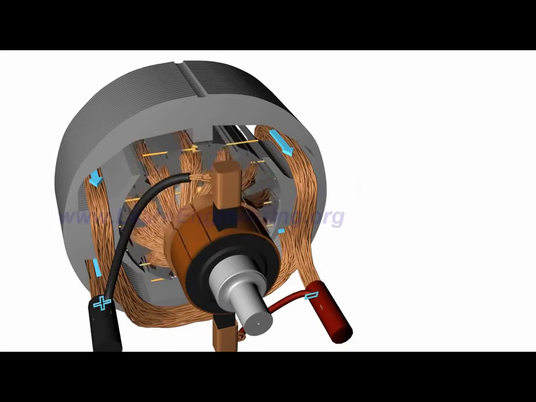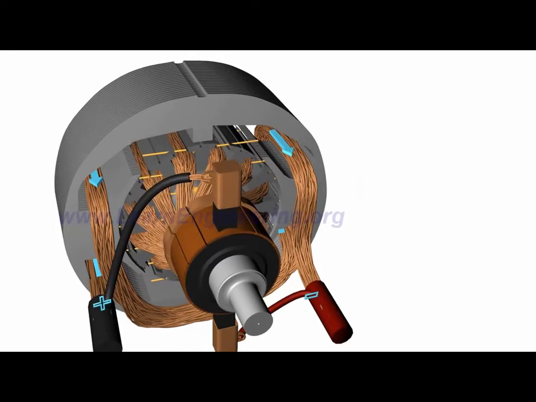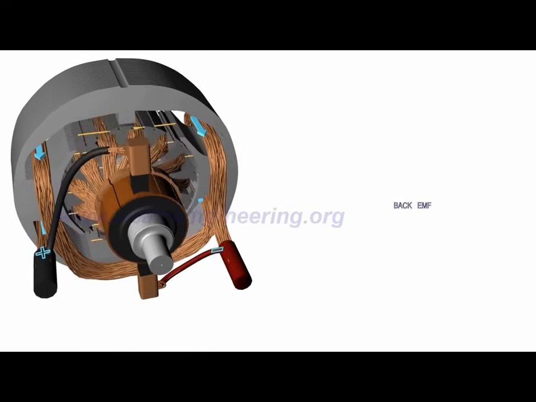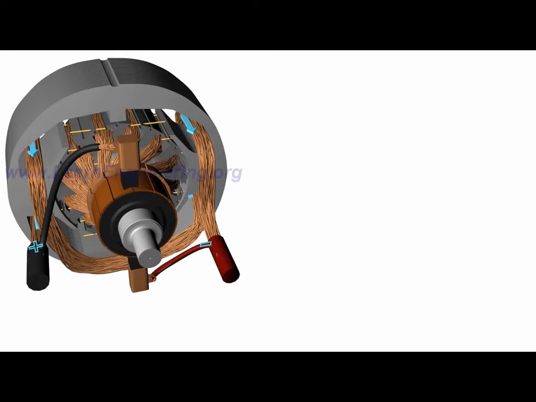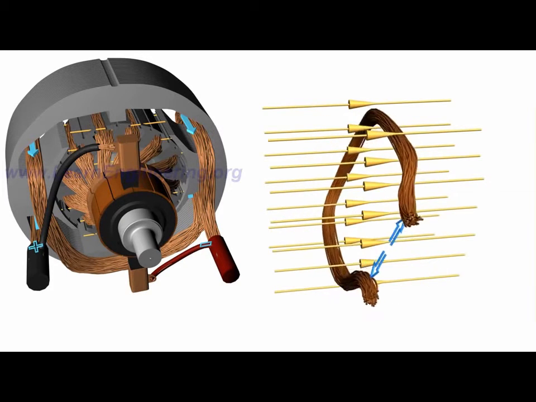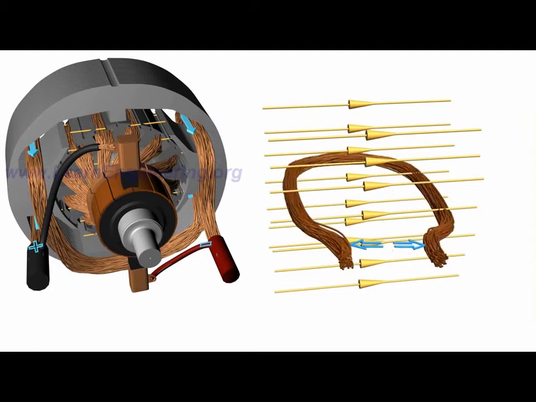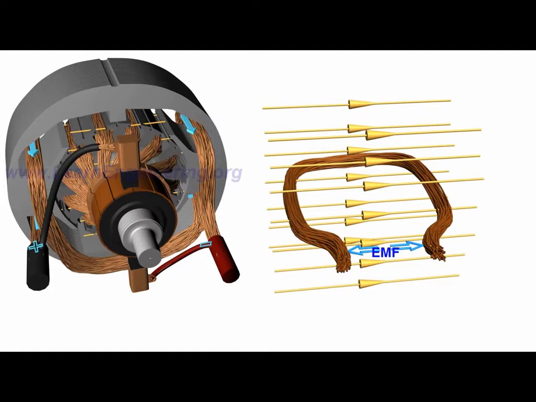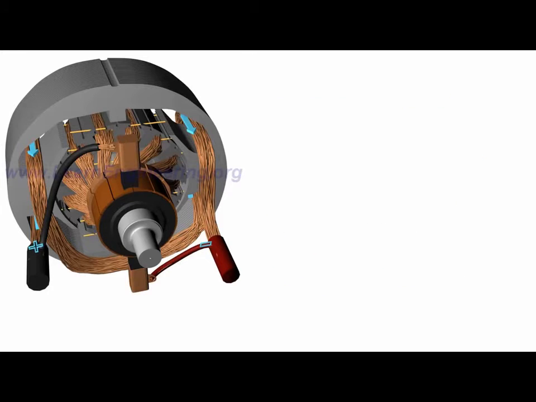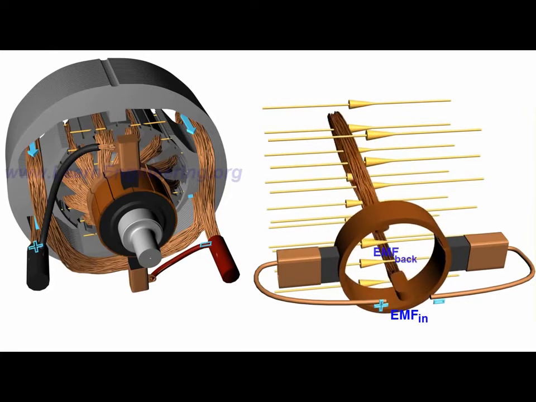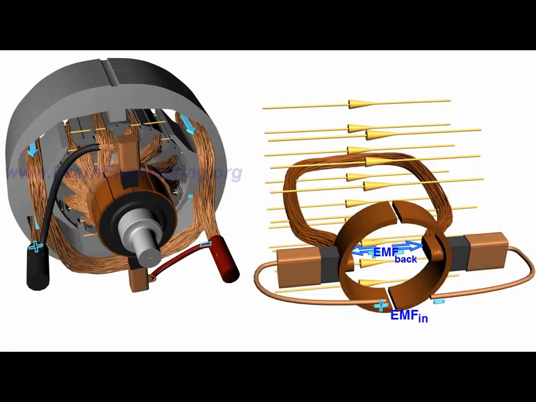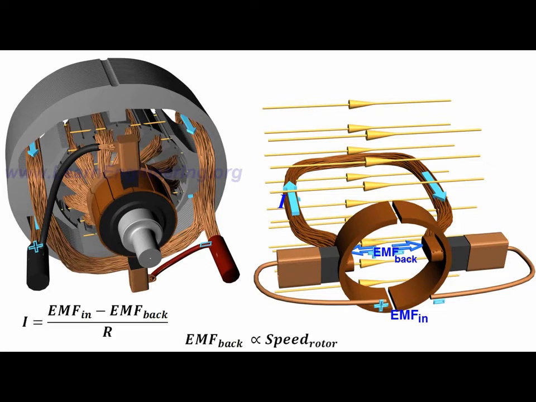Unlike the other electrical machines, DC motors exhibit a unique characteristic: the production of back EMF. A rotating loop in magnetic field will produce an EMF according to the principle of electromagnetic induction. The case of rotating armature loops is also the same. An internal EMF will be induced that opposes the applied input voltage. The back EMF reduces armature current by a large amount. Back EMF is proportional to the speed of the rotor.